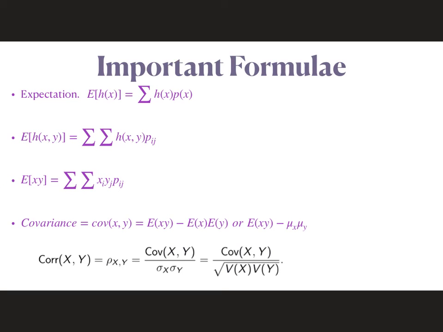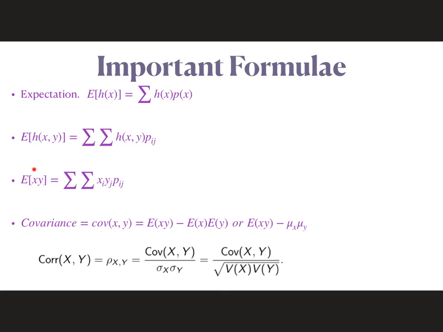Some important formulas you need to remember. Expectation of a function: h of x is some function of a single variable, so a single summation of h of x into the probability function. If you are finding the expectation of a two-variable function, it is a double summation of h of x comma y into pij.